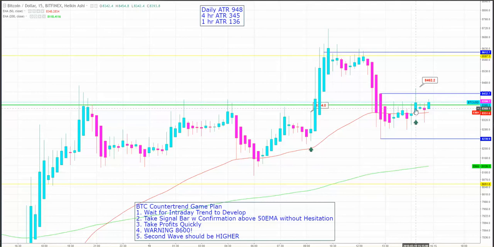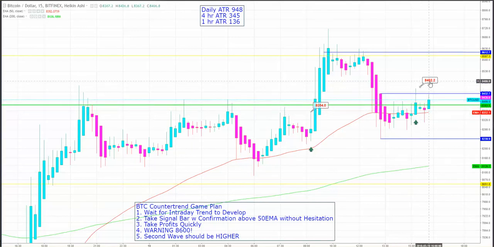So this is my signal bar right here. I'm waiting for it. So I was waiting for it to confirm because it's above the 50, right? This one didn't confirm because this one didn't close above. So this one closed, but there was no confirmation. We had to change the color. I had to get rid of it. This one changed color, but it didn't close above the 50.